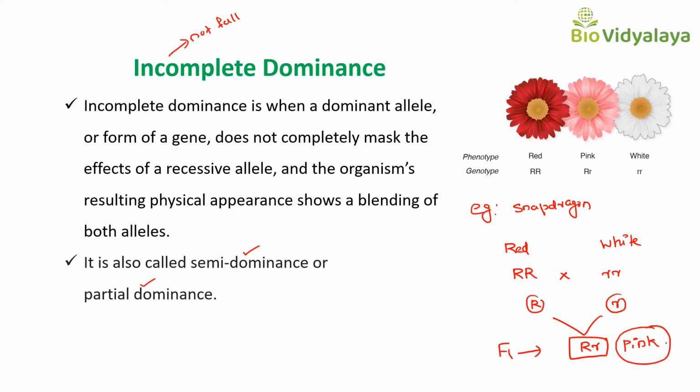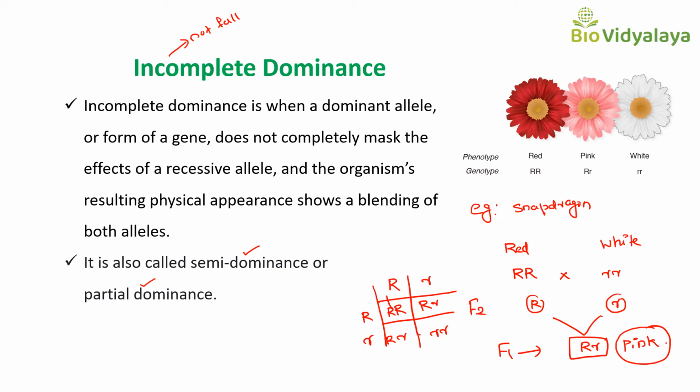So in incomplete dominance, the dominant allele does not completely mask the effect of the recessive allele. That's why we will get an intermediate phenotype. If we self-pollinate this F1 hybrid, then we will get capital R capital R, capital R small r, capital R small r, and small r small r as F2.